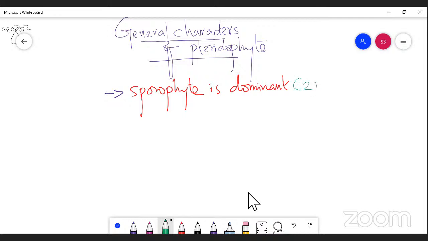The sporophyte is differentiated into the first one, the root system, the second one, the shoot system or stem, and the third one, a well-developed organ, that is leaves. So, hence, the sporophyte is the dominant one, right? It is differentiated into a root system, a shoot system or stem, and the leaf portion.